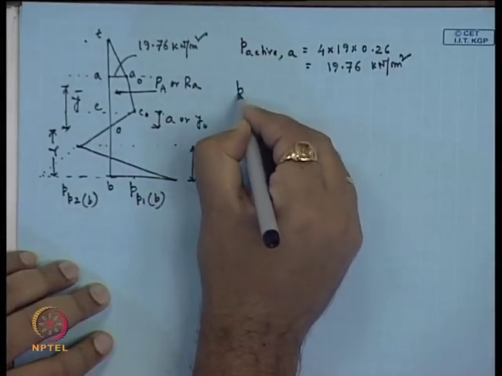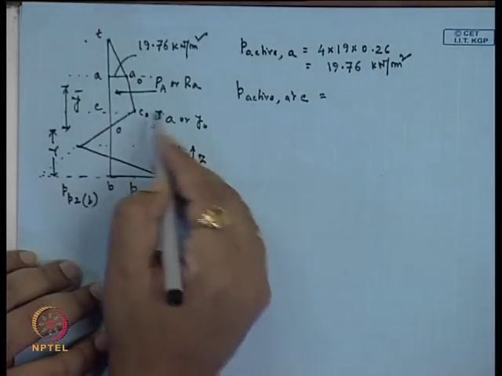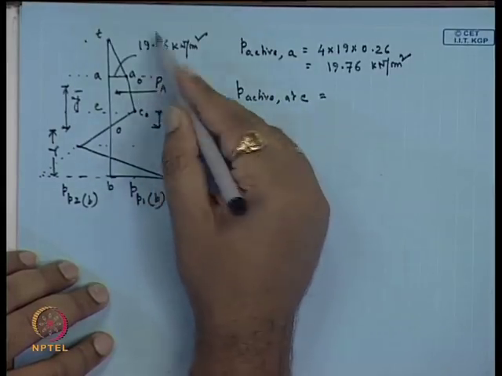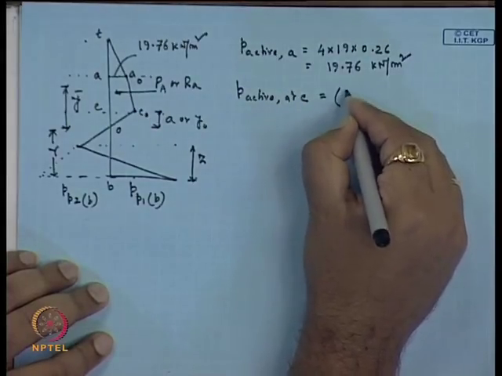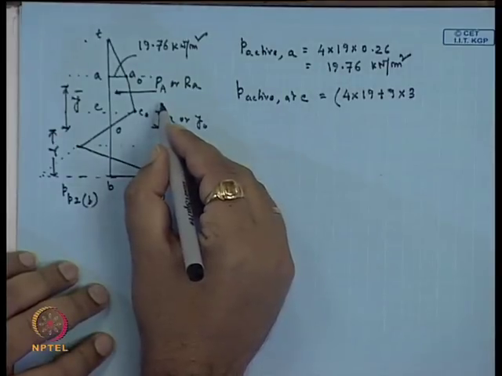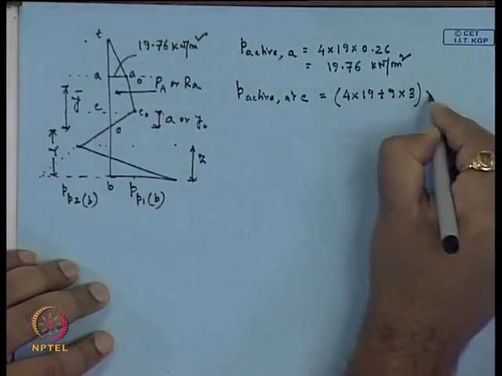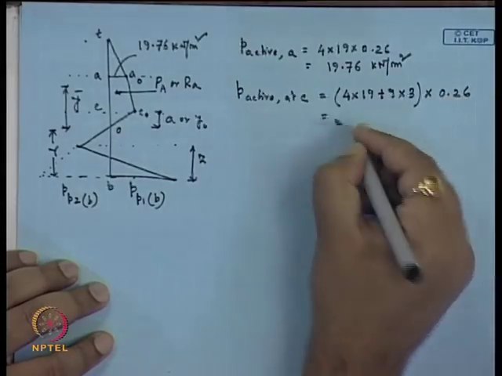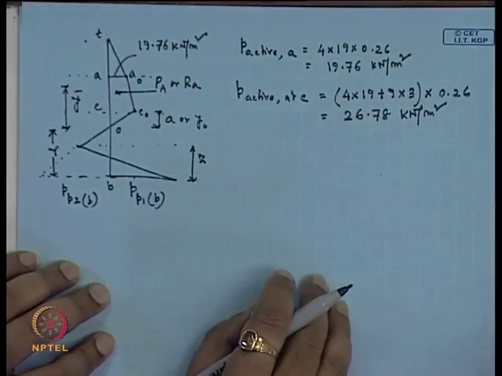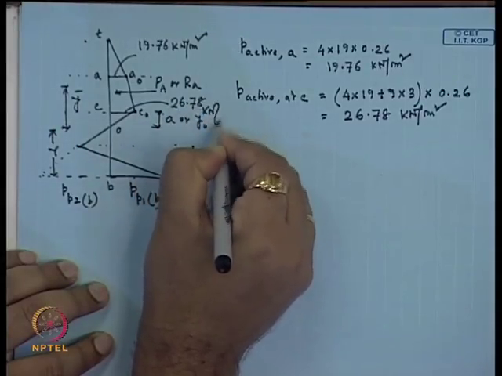Similarly, the active pressure at C level, the small C level, I mean this pressure, because this distance from this is 3 meter, water from dredge level to the water level is 3 meter and top is 4 meter. So, we can write this will be 4 into 19 plus 9 into 3, as here gamma is 9 and height is 3, and in the top 19 is the gamma, and this is 4, and then into active earth pressure, that is 0.26. So, the pressure at this point is 26.78 kilonewton per meter square. So, the pressure at this level is 26.78 kilonewton per meter square.